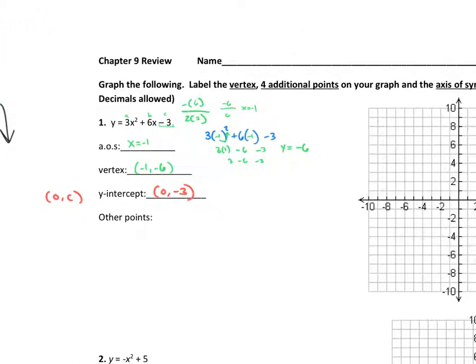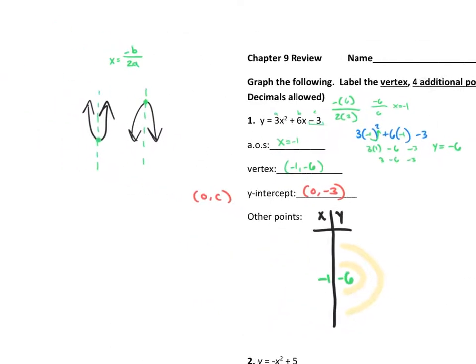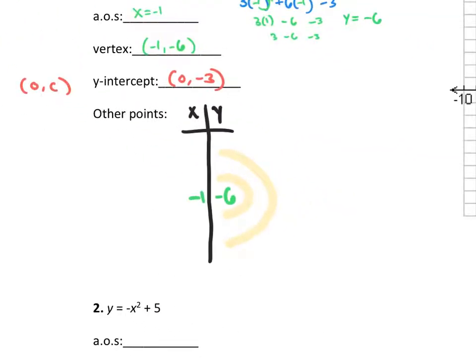So we know some points for this now. When it says other points, we need to make a table. And when we make a table, it's important to put the vertex right in the middle. So that would be negative 1, negative 6. The reason that we want the vertex in the middle is so that these points are the same and these points are the same, because the vertex is on that axis of symmetry. It makes both sides symmetrical. So to continue the table, we'll count down and we'll count up.